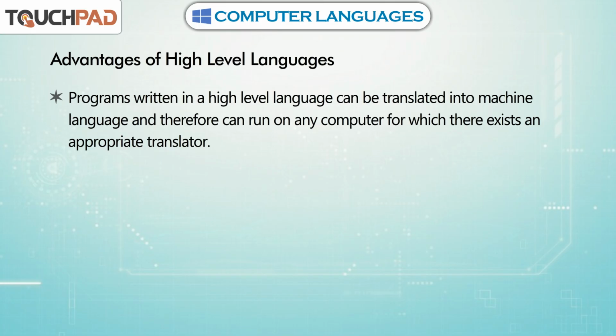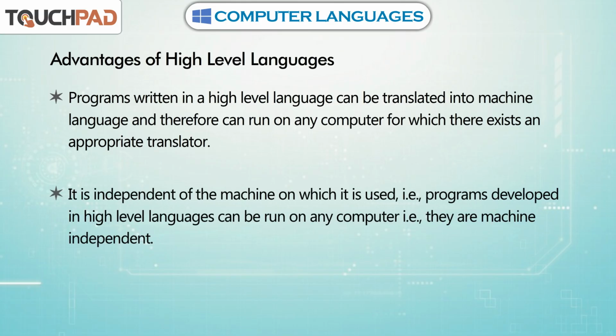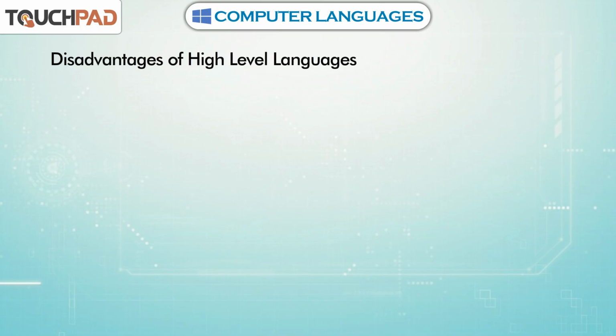Programs written in a high-level language can be translated into machine language and therefore can run on any computer with an appropriate translator. It is independent of the machine on which it is used. That is, programs developed in high-level languages can be run on any computer. That is, they are machine independent.